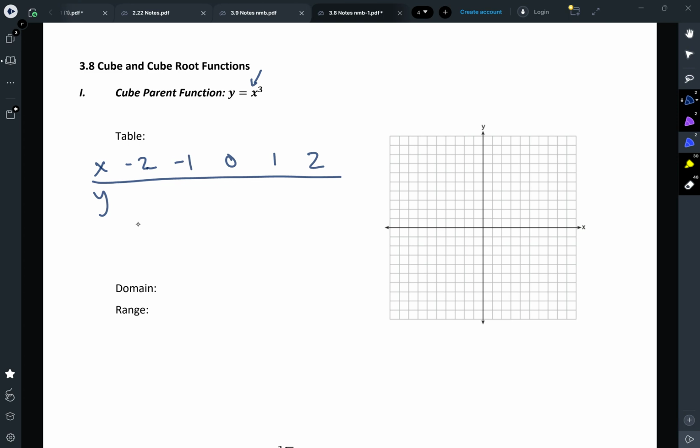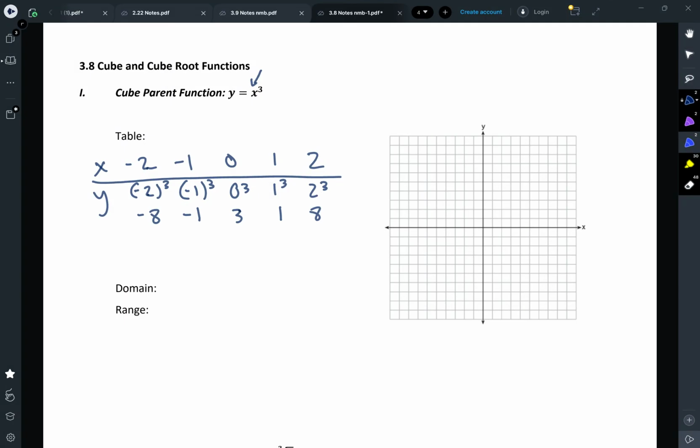So first we would do -2 to the third power. That's -2 times -2 times -2, that's -8. Then -1 to the third power. Again, negative times negative times negative is going to be a negative. 1 to the third is just 1. 0 to the third, which is just 0. 1 to the third, which is just 1, and 2 to the third, which is 8.